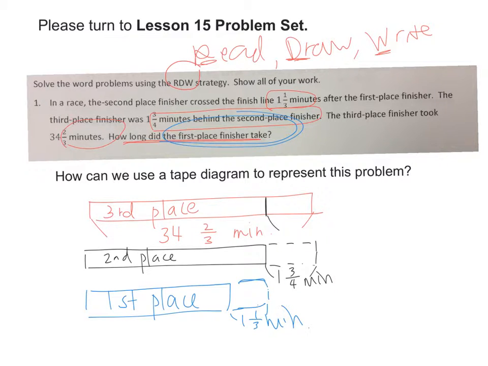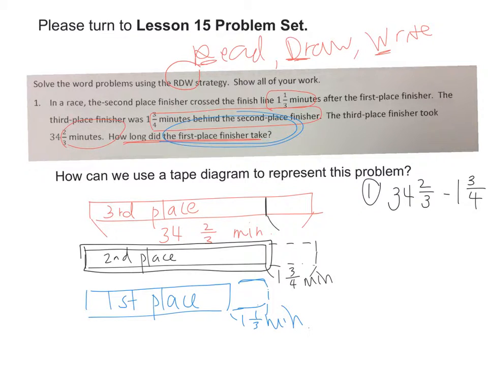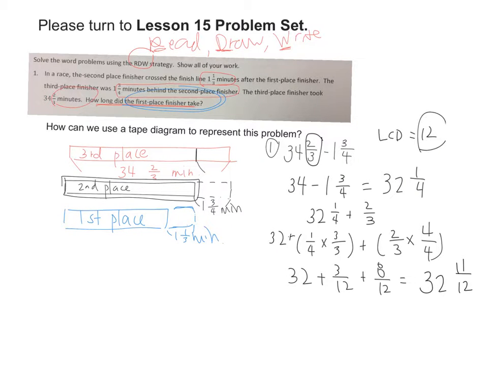So what would your first step in this problem be? What do you need to do first? First, we need to figure out how long the second place runner took. Aditya, how were you saying I could take the third place time, 34 2/3 minutes, and subtract 1 3/4 minutes? This would give us the time it took the second place runner to finish the race. Go ahead and calculate that. So in our first step, we could subtract 1 3/4 from 34 2/3 to find that the second place runner took 32 11/12 minutes to run the race.